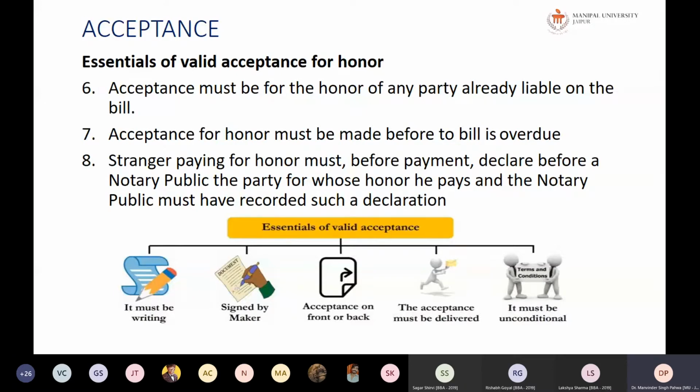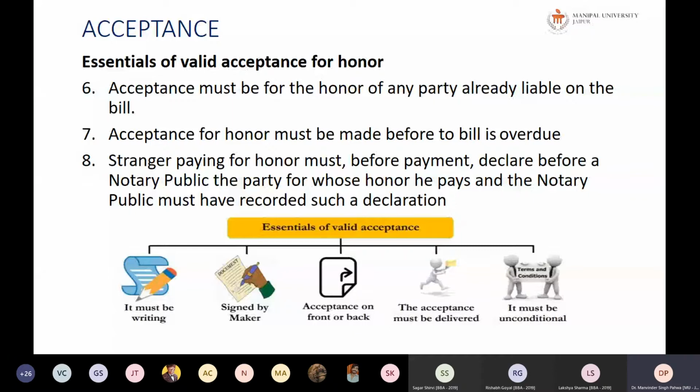Next, a stranger paying for honor must, before payment, declare before a notary public the party for whose honor he pays, and the notary public must have recorded such declaration. So he has to declare for whom he is paying. By such declaration, he is making some other party liable to pay him the amount which he is paying now. So that is foremost important. He has to declare, and the notary public has to record that he is paying on behalf of the drawee.